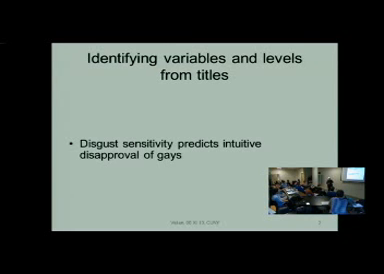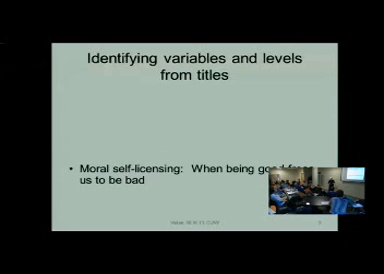Good. Okay, now, disgust sensitivity predicts intuitive disapproval of gaze. So what's the independent and dependent variable here? Disgust sensitivity is the independent variable. Right, now from this title, we don't necessarily know what disgust sensitivity is. We don't know if it's referring to food or what. Okay, and the dependent variable? Is intuitive disapproval of gaze. Intuitive disapproval of gaze. So again, we don't know exactly how that's being measured, and that study has a co-author who is in this room.